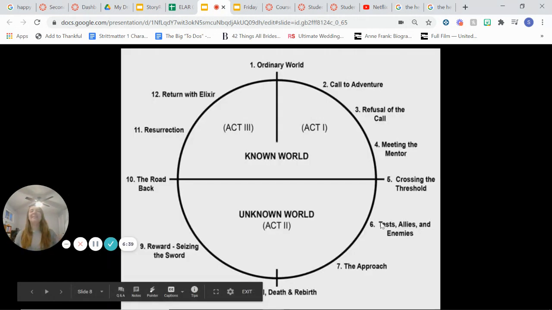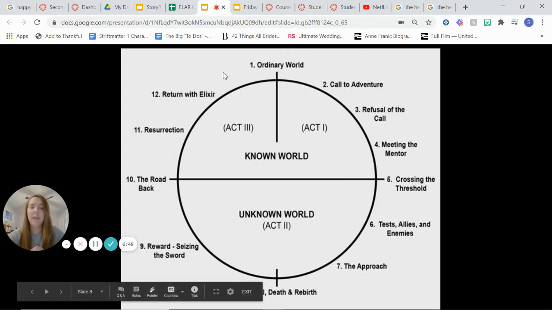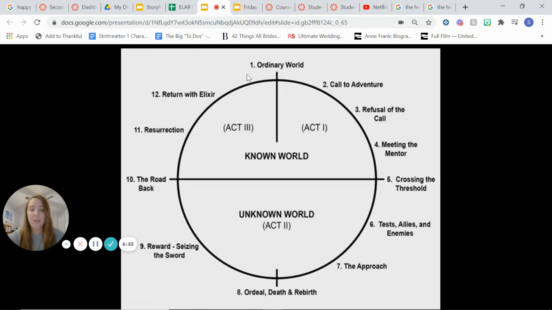So here, instead of looking at that cool mountain diagram for the plot triangle, we always view the hero's journey. That is what this circle is a symbol of. We always view the hero's journey as a circle. It's a cycle: you start at the beginning, you go all the way around, and then you come back to the beginning again. And this is the step that every single story in the history of ever follows.